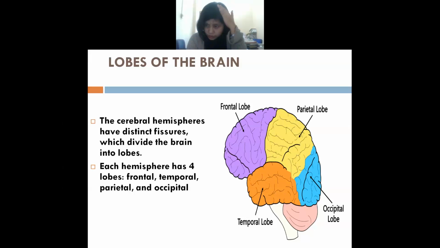Next is parietal. Parietal is this one. Okay, one, two. We have two parietal lobes. And the last is what? The last is occipital lobe. Occipital lobe is here, only one. Okay, this portion. So this is the occipital lobe. Frontal lobe, one. Then next is temporal lobe, these two. Next is parietal, one, two. And the last is occipital here at the back. So you have four lobes of the brain.